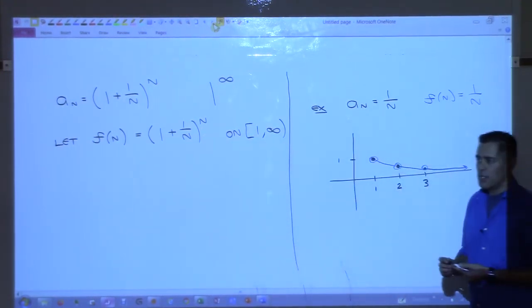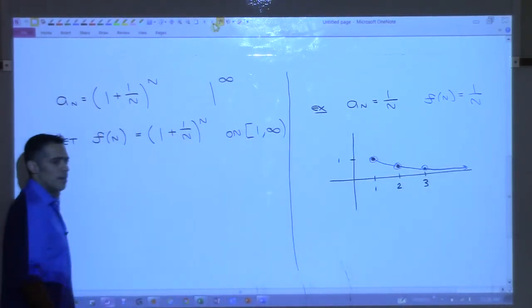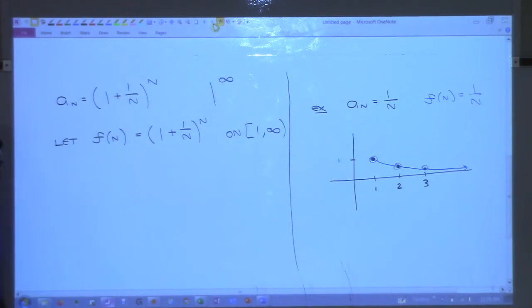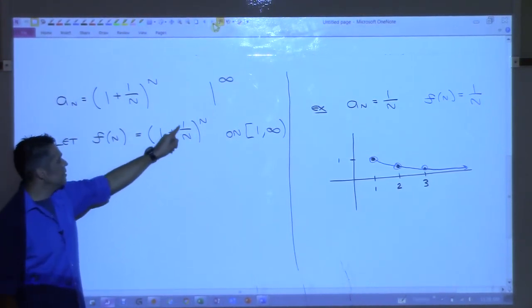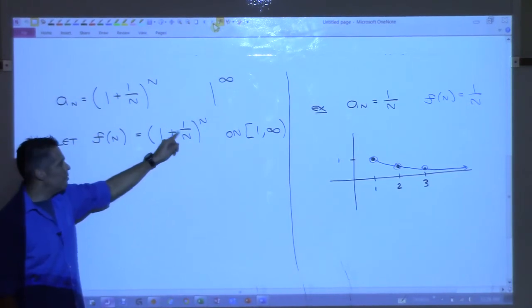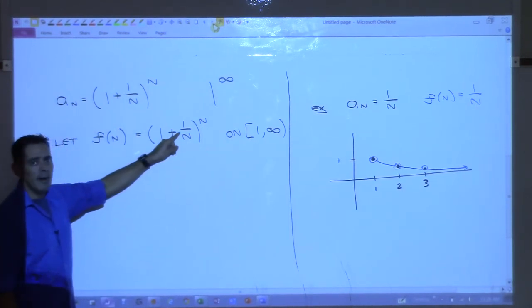Do you agree that it's a continuous function? How do I know that's a continuous function? Is 1 over n a continuous function? Everywhere but 0, right? But we're not looking at 0. We're going from 1 on. So that's continuous.